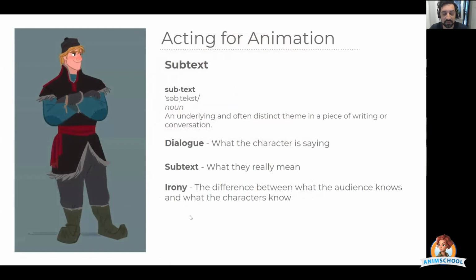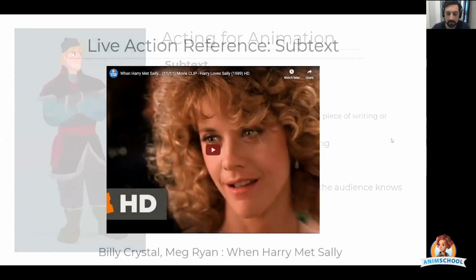So let's talk about subtext a little bit more. By definition, it's an underlying or often distinct theme in a piece of writing or conversation. So the dialogue is what the character is saying. The subtext is what they really mean. And the irony is the difference between what the audience knows and what the characters know. That subtext is what we want to really try and push for, to get a little more depth in the characters. Really understanding what that is helps.